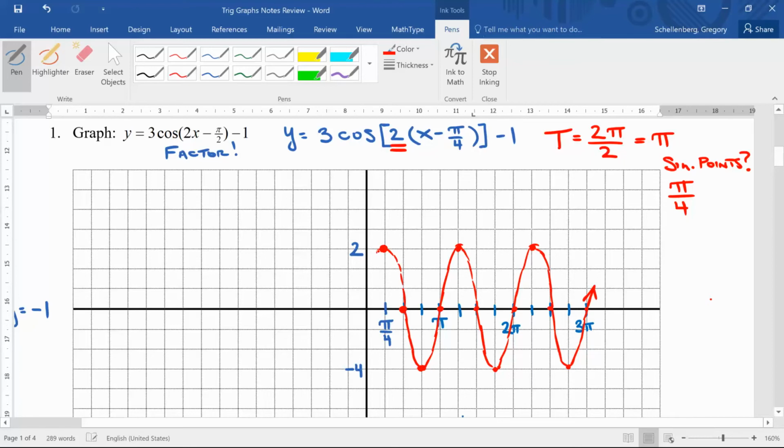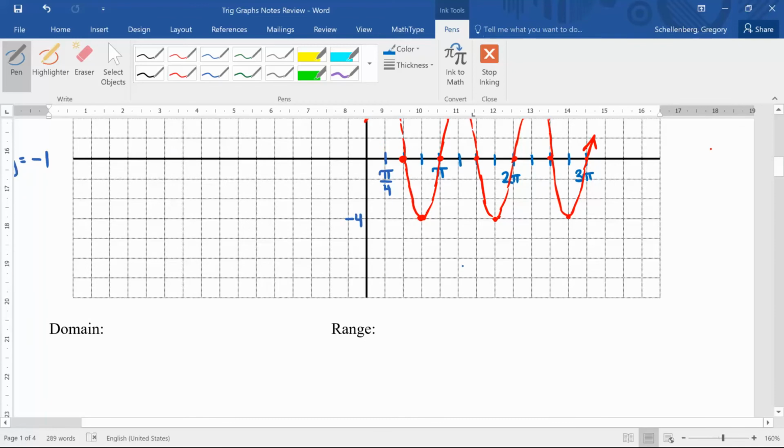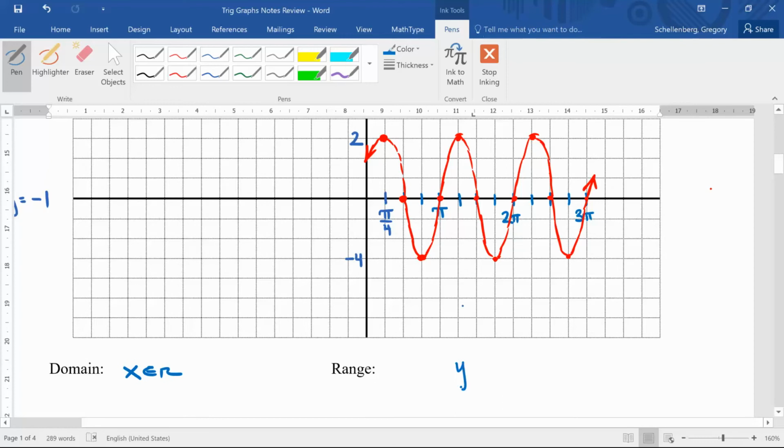Okay, it is a cosine function or sinusoidal function, so it is continuous. It will go on forever towards negative and positive infinity. So in light of that, if we're talking about domain, the domain of all sine and cosine functions is all real numbers. The range, okay, well, y is less than or equal to the max value, which is 2, and greater than or equal to the min value, which is negative 4.